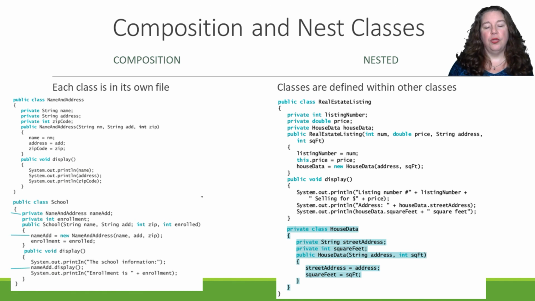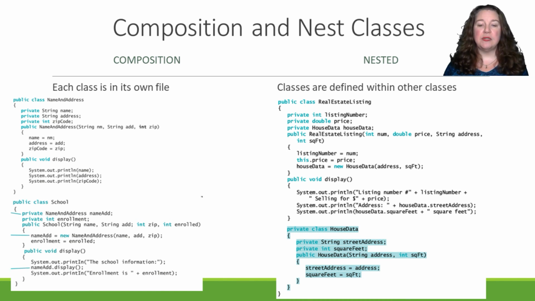So in this case, on the right, we have a nested class. We've created a real estate listing, and then inside of our real estate listing, we have built a class inside of it called house data. The house data class gets built just like any other class with its attributes and its constructors and its methods, all inside of curly braces to keep its scope. That class is a subclass now of your real estate listing class and can be used inside of your real estate listing class just like any other variable.